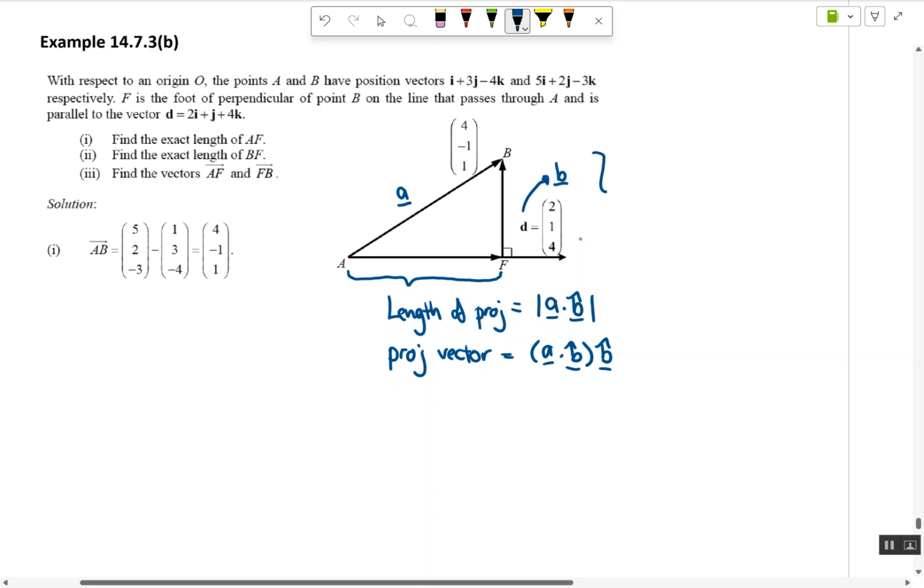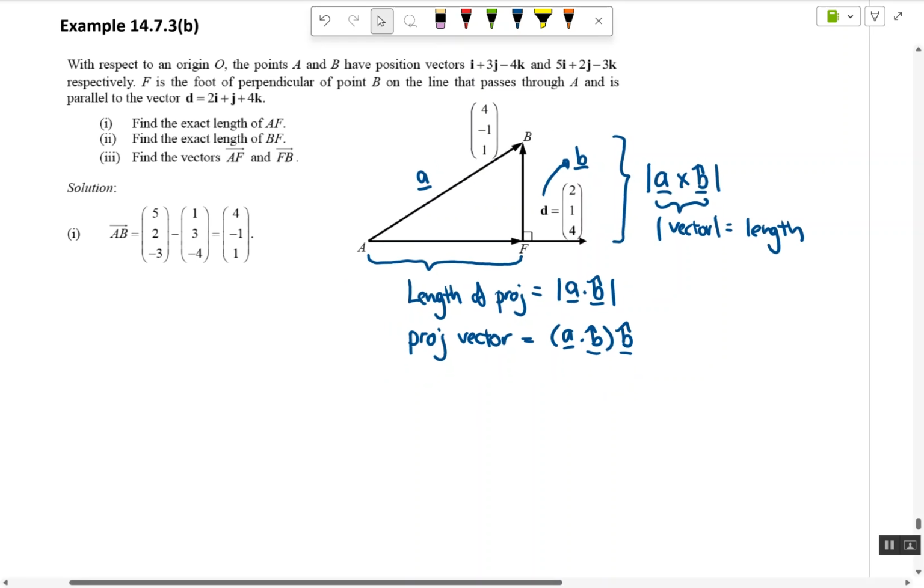And if you are looking for this part, the perpendicular distance from B to AF, that would be the magnitude of A cross B hat. Because A cross B hat is going to give you a vector, so the magnitude of a vector is going to give you the length. So make sure you know these two very well first.